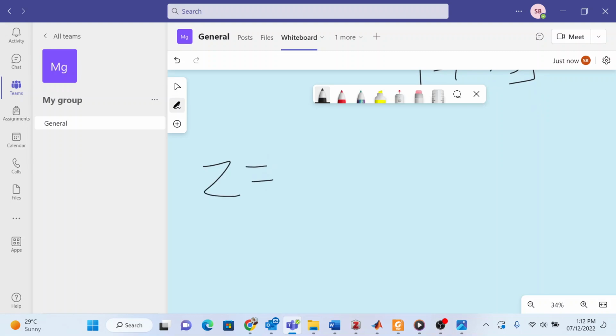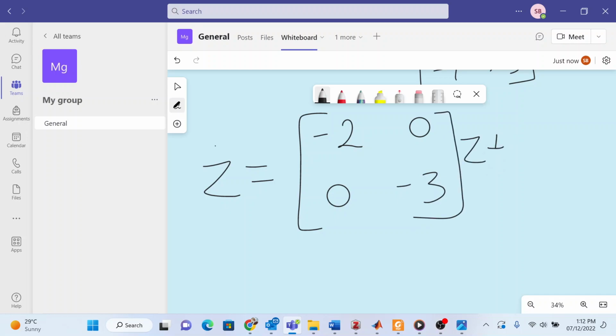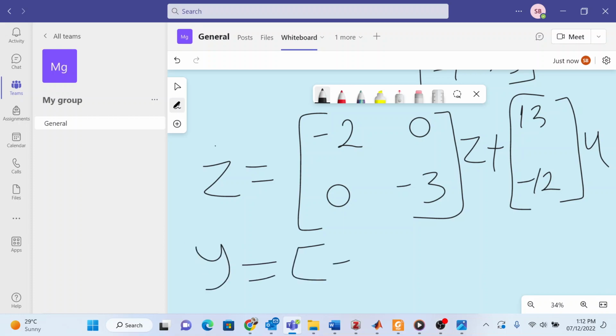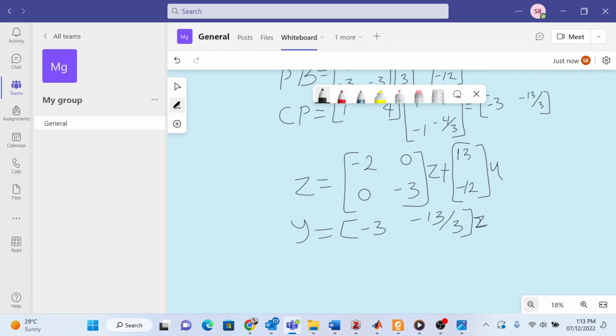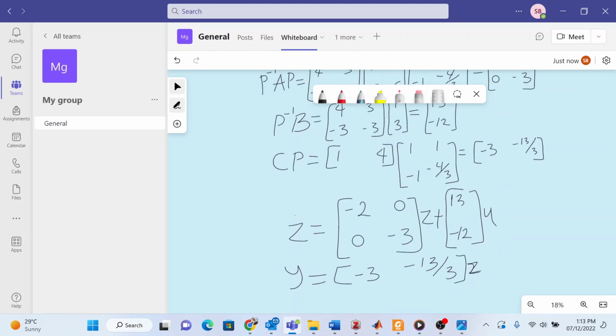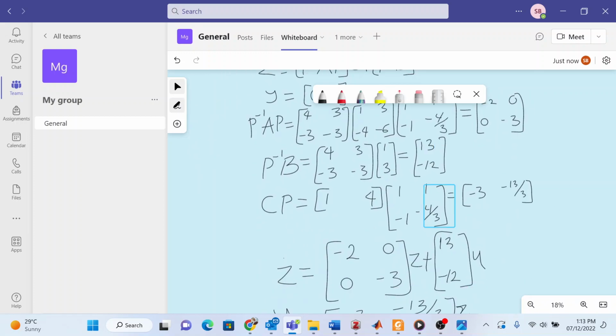So our Z dot is now equal to minus 2, 0, 0, minus 3, Z, plus this one is going to be 13 minus 12, and this is going to be u, while our y is going to be minus 3, then minus 13 all over 3. So x is z rather. So this is the final answer. Let me zoom out so that you can see everything at a go. So this is the entire solution. This is now the solution to the problem.